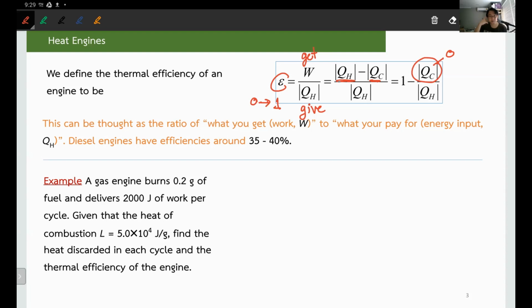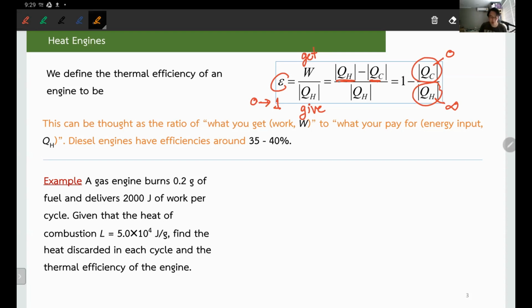Or maybe you can say there is another way: I can take Q hot to be infinity. If you can find something super hot, then the efficiency will approach 1. But you cannot do that. That's not practical.